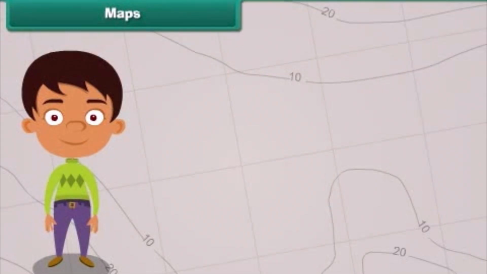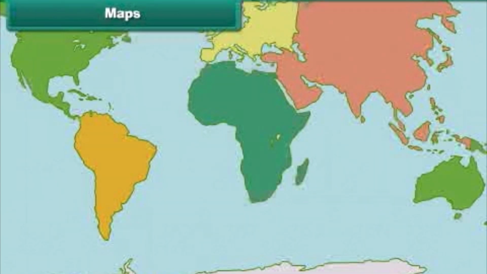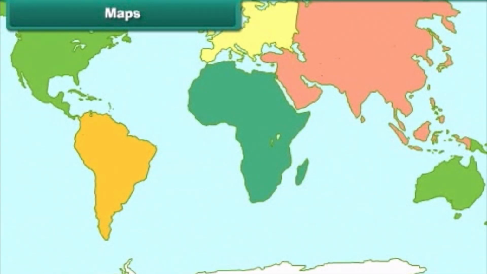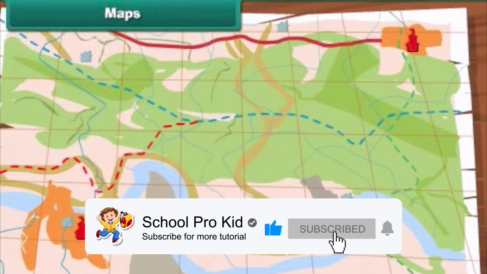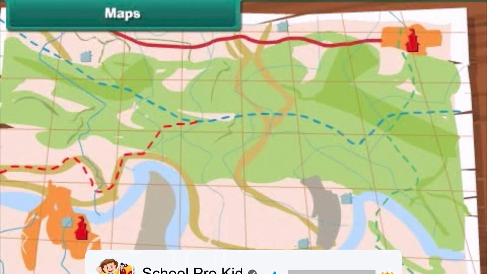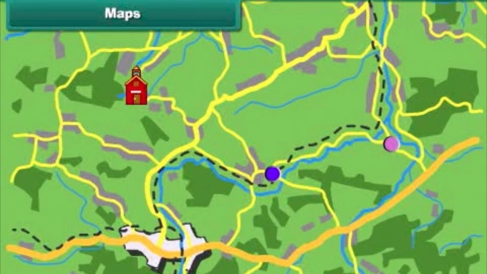Maps. We often face problems locating a new place. Maps are used to solve such problems. A map shows the countries of the world, their capitals, cities and towns. It also shows different landforms and water bodies present on the earth. A map uses signs and symbols to indicate a place.